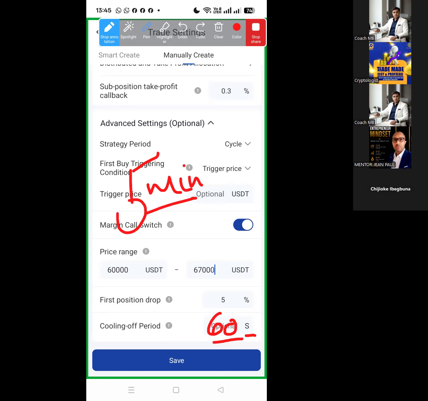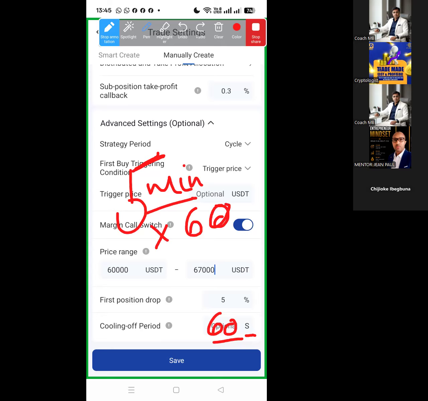How many seconds will you put here? Anybody can reply. How many seconds will I have to put here? If I want the robot to wait for at least 5 minutes more, then I want it to buy. How many seconds do I have to put here? How many seconds? Okay, 300 seconds exactly. So multiply it with 60, whatever minutes you want.